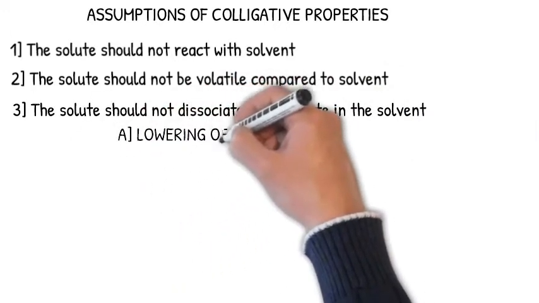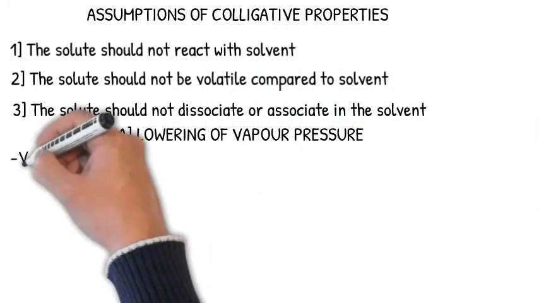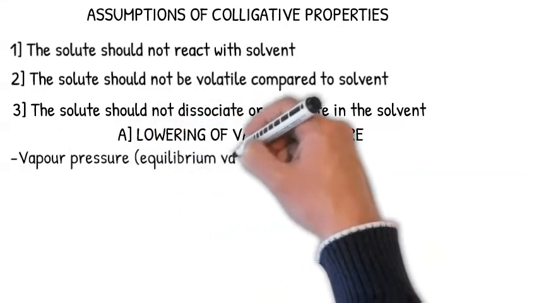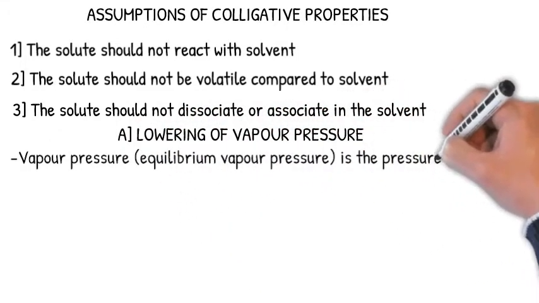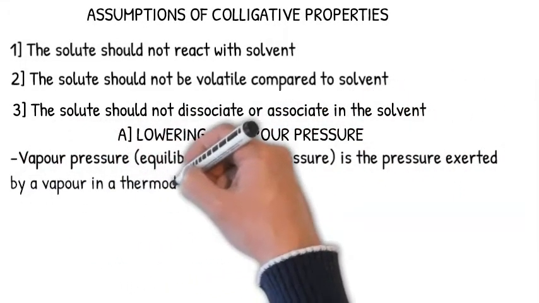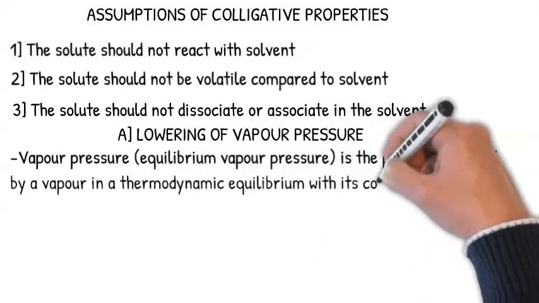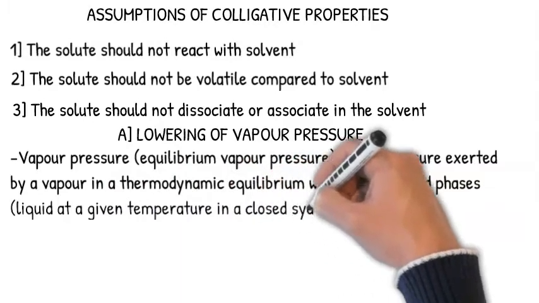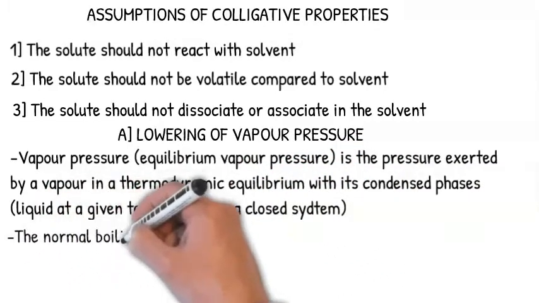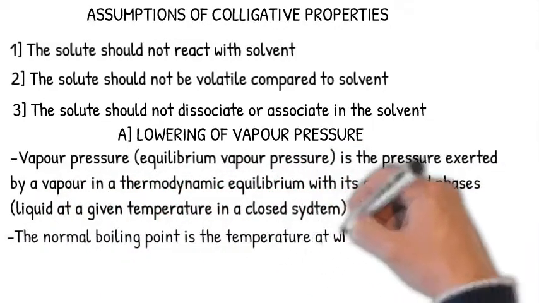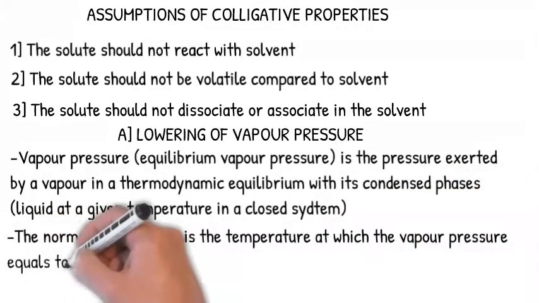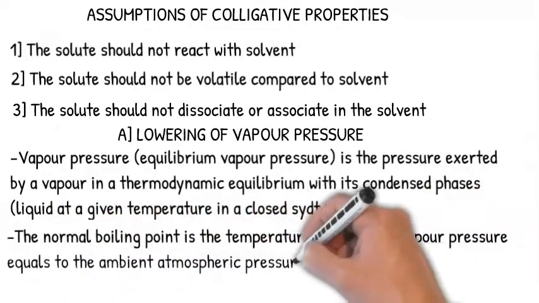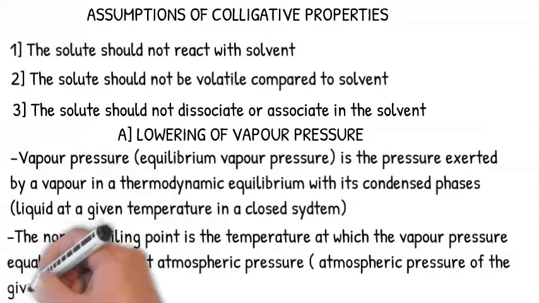A. Lowering of vapor pressure. Vapor pressure or equilibrium vapor pressure is the pressure exerted by a vapor in thermodynamic equilibrium with its condensed phases, liquid, at a given temperature in a closed system. The normal boiling point is the temperature at which the vapor pressure equals the ambient atmospheric pressure, that is, the atmospheric pressure of the given surrounding area.